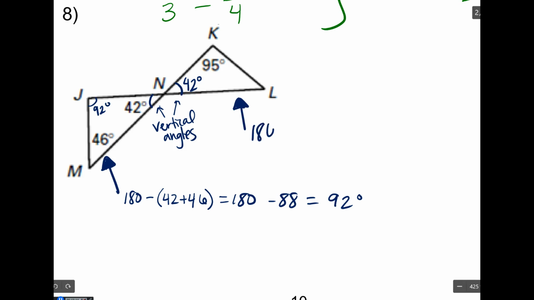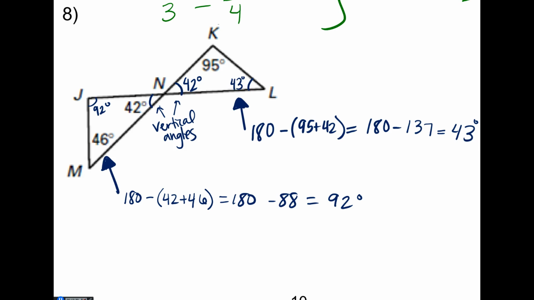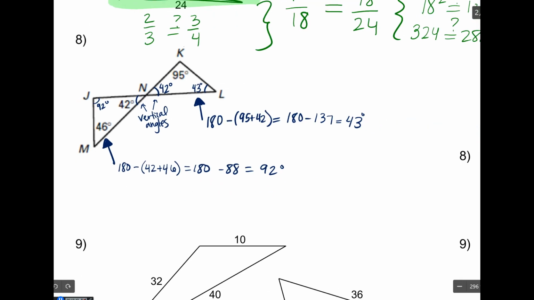So let's do the other triangle. 180 minus 95 plus 42. Same thing as 180 minus 137. So that'd be 43 degrees. Does that math add up right? Maybe. Okay. So Jacob, are these similar?